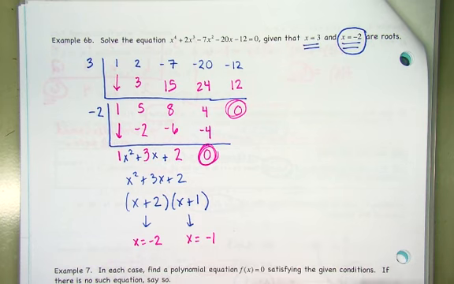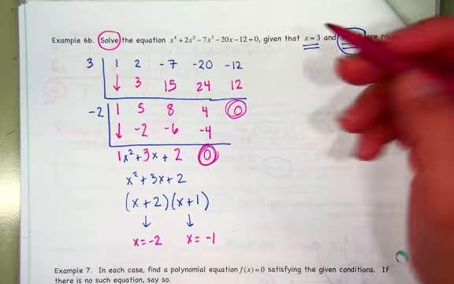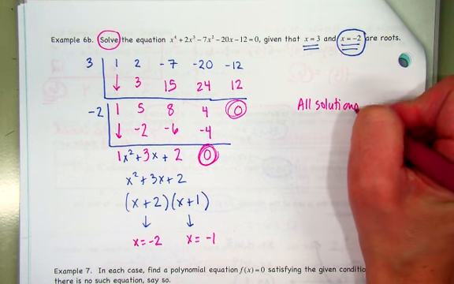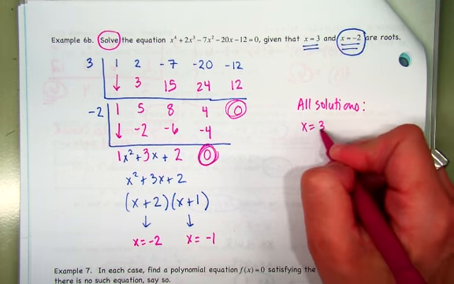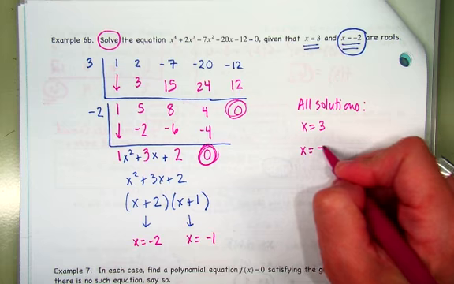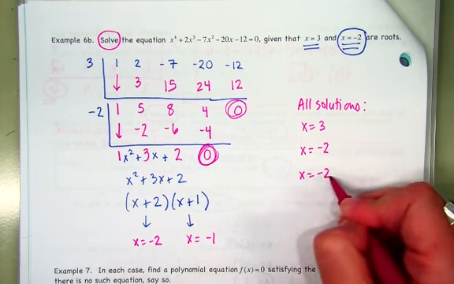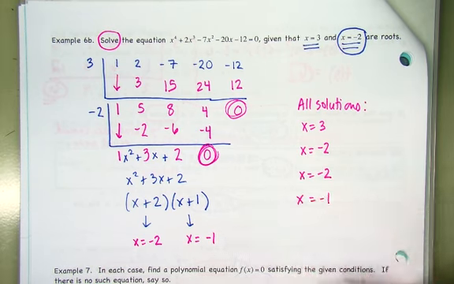So when it says solve, you want to list all solutions. Okay, they had already given us x equals 3. Then they also gave us x equals negative 2. We found another x equals negative 2. And we found an x equals negative 1.